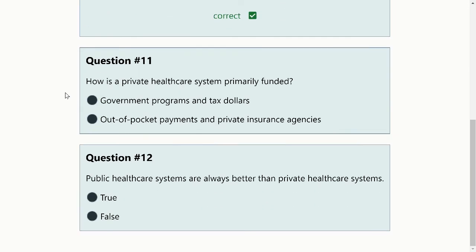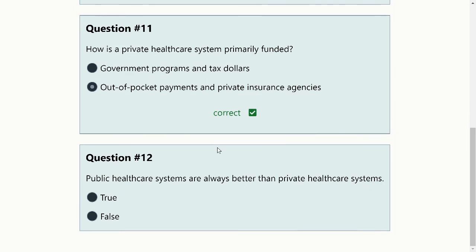Out of pocket payment, private insurance. How is the private healthcare system primarily funded? That's out-of-pocket payments and private insurance payments. Public healthcare systems are always better than private healthcare systems. False.